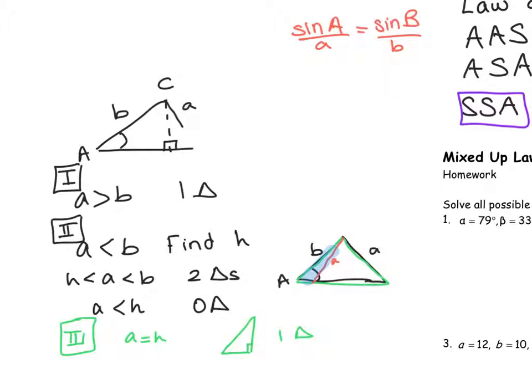We might have one triangle, we might have two triangles, or we might have 0 triangles, depending on how you compare the opposite side to the adjacent side. Remember, if a is less than b, this is where you need to find the height. Okay? Now, once you find the height and decide whether you have 2 triangles or 0 triangles or 1 triangle, then the height does not go into the calculation anymore. The height just helps you determine how many triangles you have.